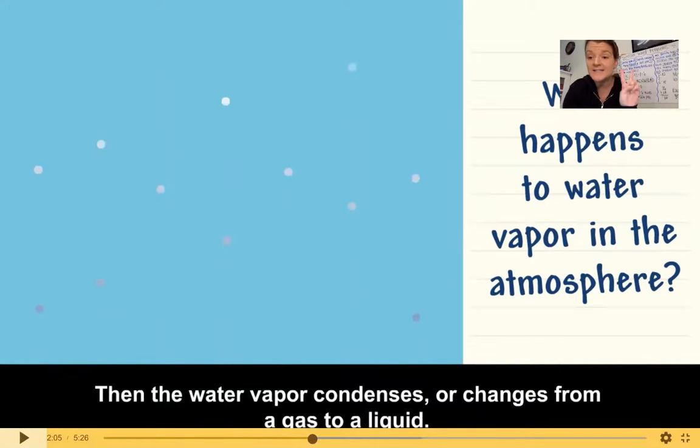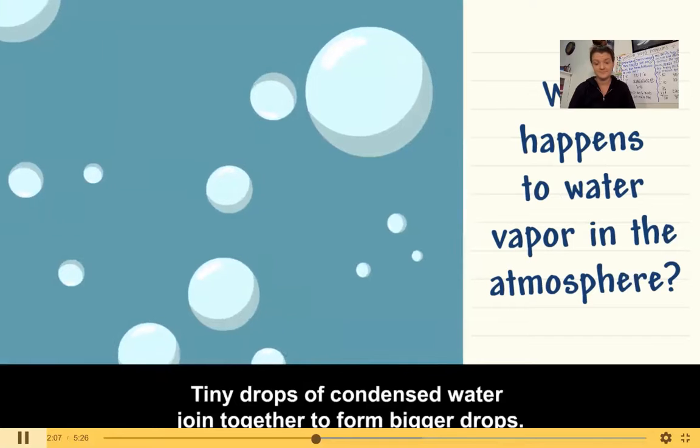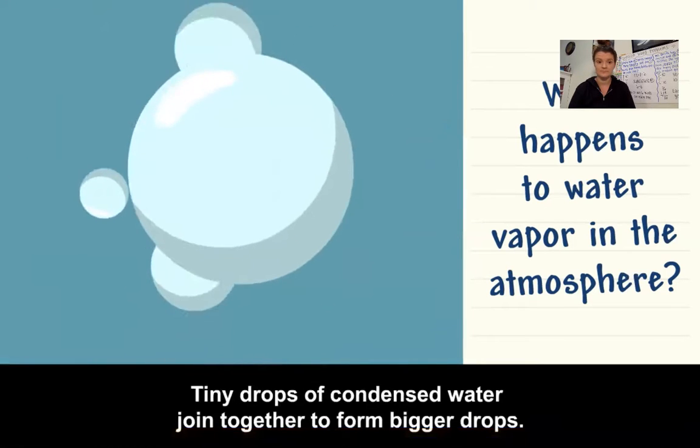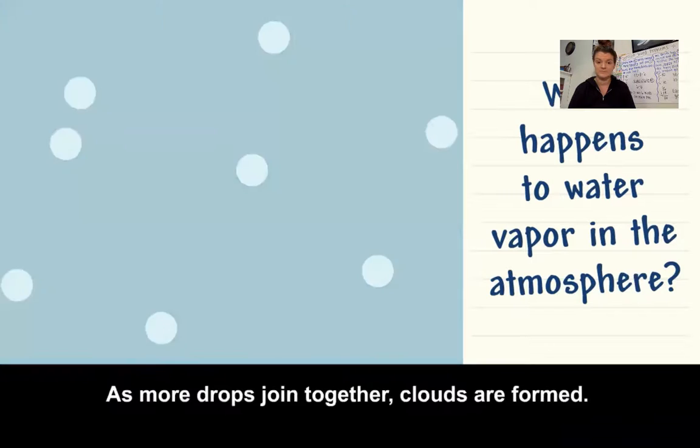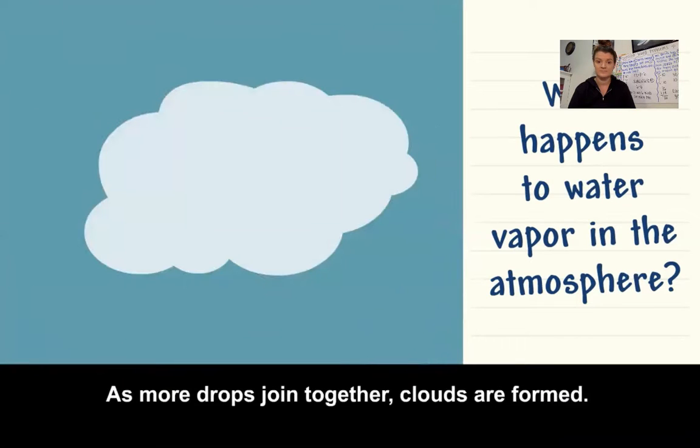Stage 2, condensation, when the water changes from a gas back to a liquid as it gets ready to fall down from the sky. Tiny drops of condensed water join together to form bigger drops. As more drops join together, clouds are formed.